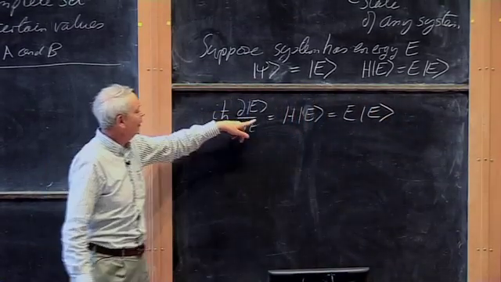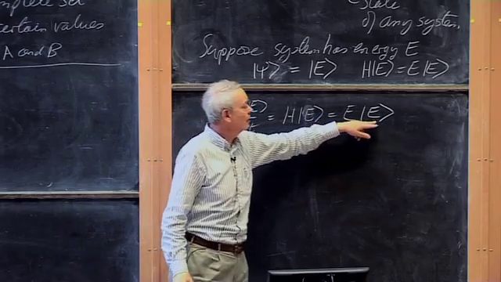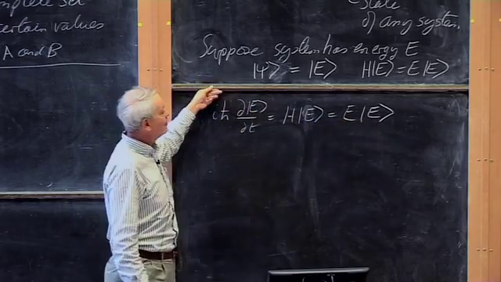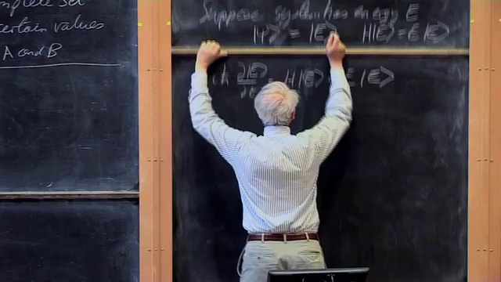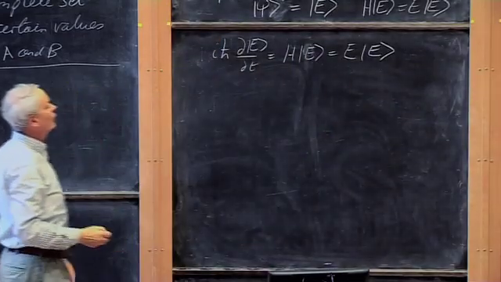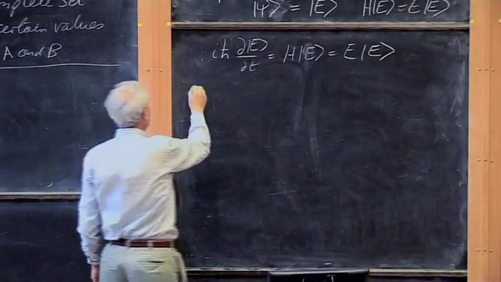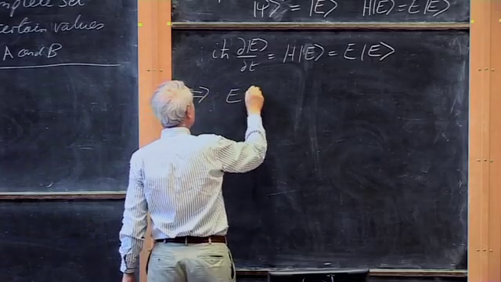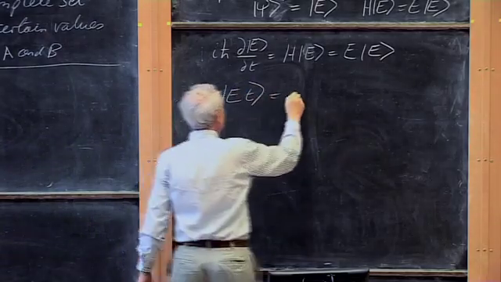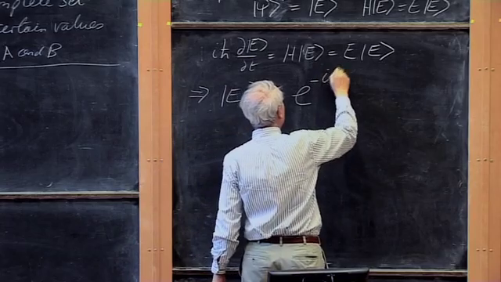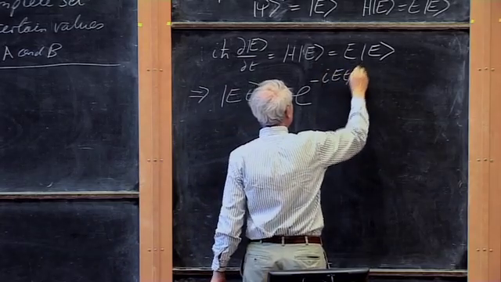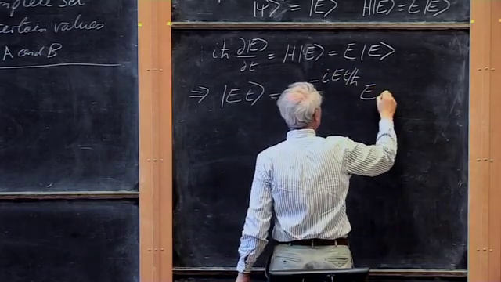So the rate of change of E is simply proportional to E, and we know how to solve that equation. We spot it just from ordinary old-fashioned calculus. We spot that this implies that E at time t is equal to e to the minus i E t over h bar times E at 0.